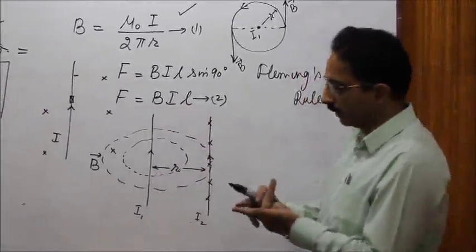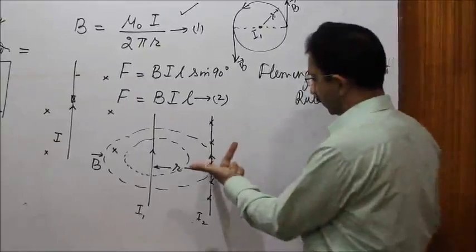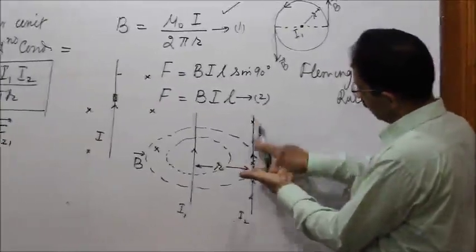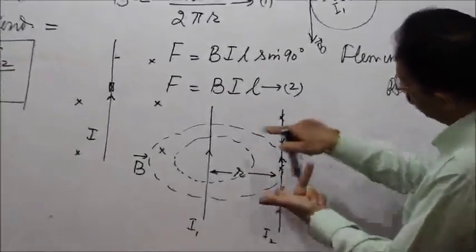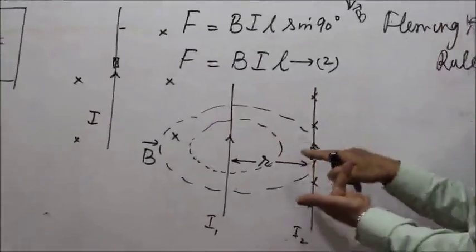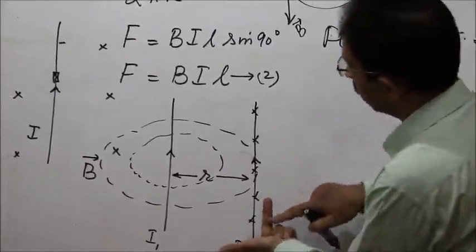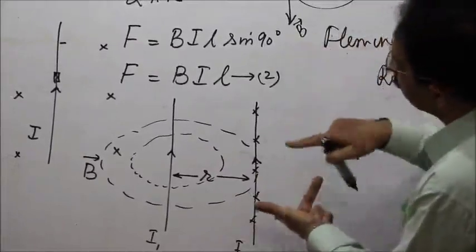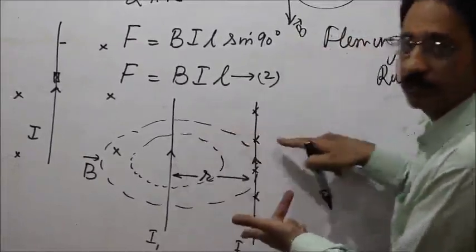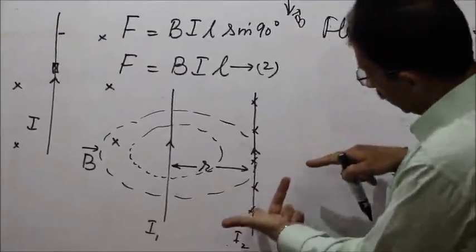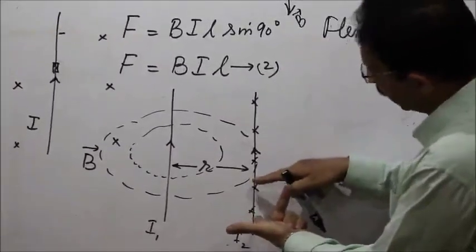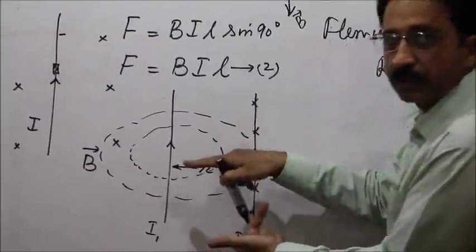So I put my first finger in the direction of magnetic lines of force. These are the magnetic lines of force representing the magnetic field of the first conductor. Then I put my second finger in the direction of current I2. The thumb gives the direction of force acting on the second conductor. So the direction of force acting on the second conductor is towards the first conductor.